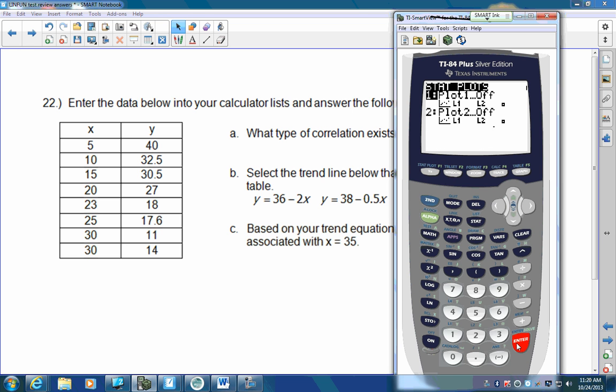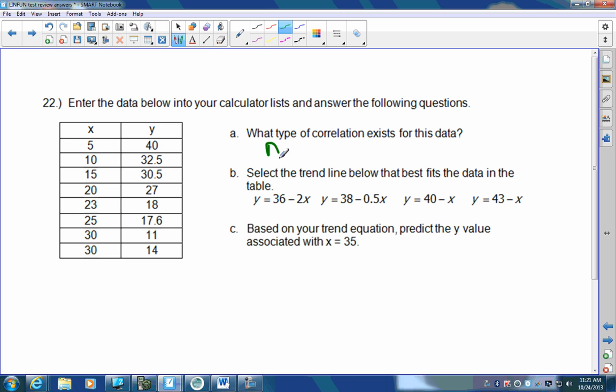And I'm going to press enter, enter, because now the on needs to be highlighted. Now, to make a good window setting, go to Zoom and press 9, and it will zoom in and make it a nice graph for you. Now, what kind of correlation is this? From left to right, it is going down, so it is negative. So I'll write negative.